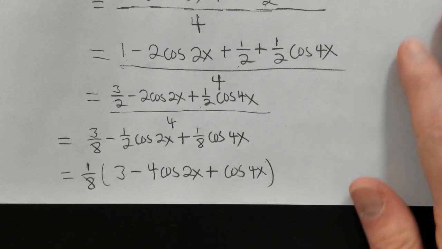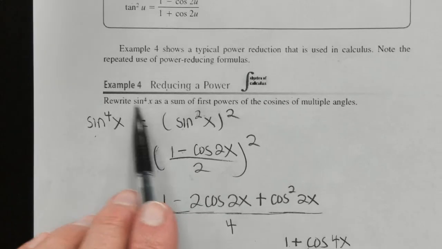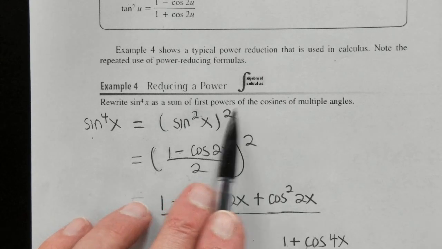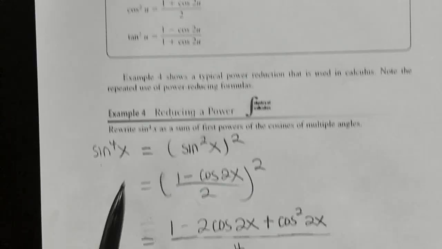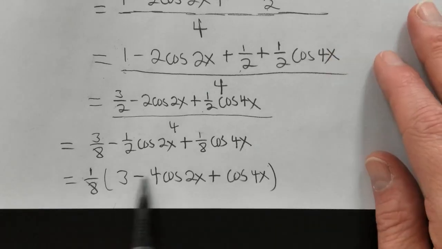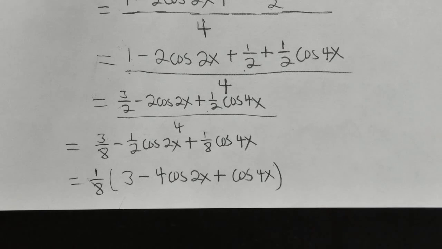Okay, so what did we do? Okay, we took this thing and, as the direction says, rewrite it as a sum of first powers of cosines of multiple angles. And we use these formulas in order to do it. So we had to get this thing down from fourth power to first powers of cosines. And then that's what it would be equal to. All right? So there you go.